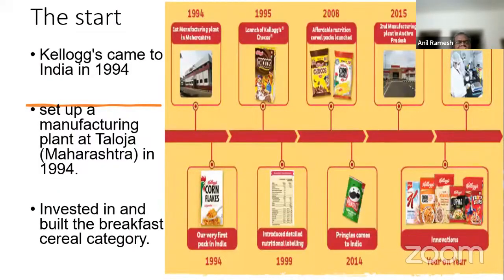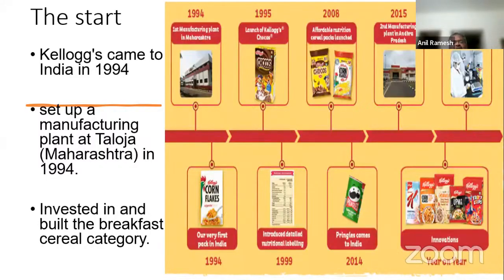So if you see, LPG happened in 1991. Kellogg's came to India in 1994, and it set up a manufacturing plant in Taloja in Maharashtra in 1994. It invested in and built the breakfast cereal market in the organized setup.